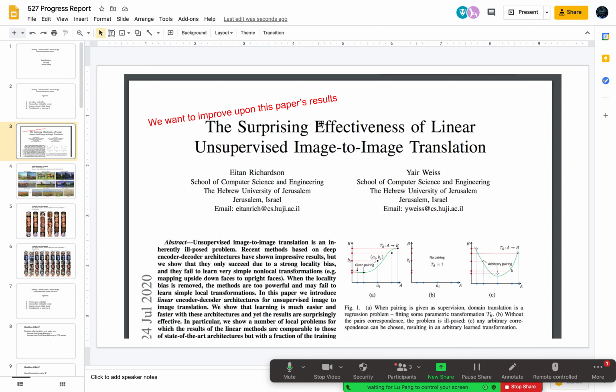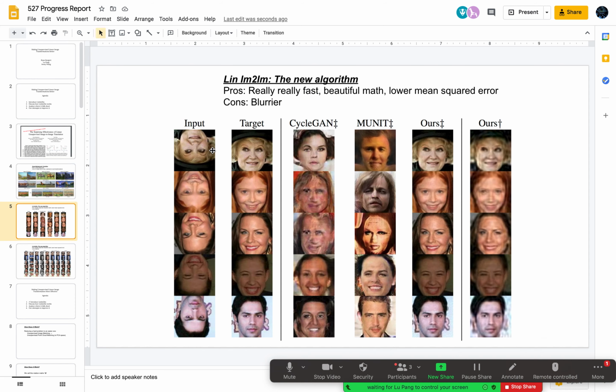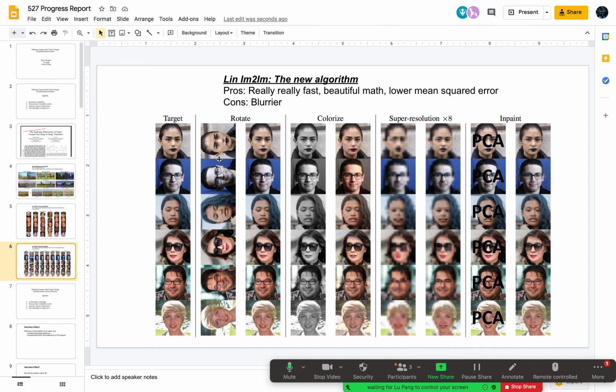a paper called The Surprising Effectiveness of Linear Unsupervised Image-to-Image Translation. Their paper proposes a novel way to transform images in an unsupervised setting that runs many, many times faster than CycleGAN. Unlike CycleGAN, this algorithm, which is able to do image colorization, super resolution, and inpainting, all unsupervised with no pairs, was able to run and train in 15 seconds.